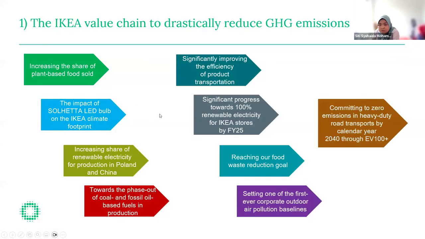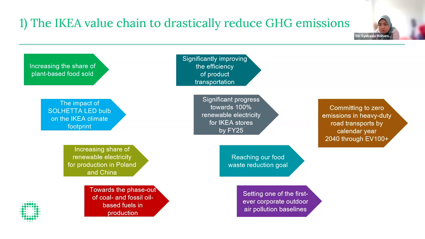Here is the first one, the IKEA value chain, to drastically reduce the GHG emissions. This is what activities they have done. I only take 1 or 2 points here. The positive trend of customers choosing IKEA plant-based food continues. Now if you go to an IKEA restaurant, they offer you plant-based meatballs, veggie balls, or even sausages and hot dogs. So they increase this kind of plant-based food products.